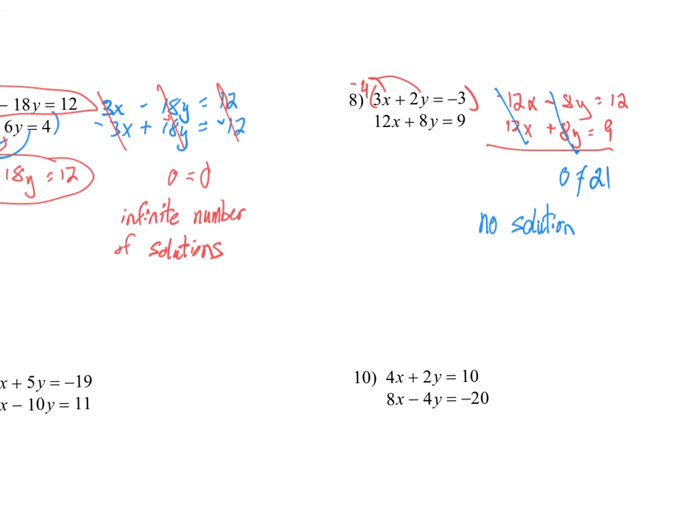Okay, so those are the different things that can happen. You've seen a few of these before, so it's not terribly new, but I don't want you to solve each of these. I just want you to determine, is there a solution? Is there no solution, or is there an infinite number of solutions?